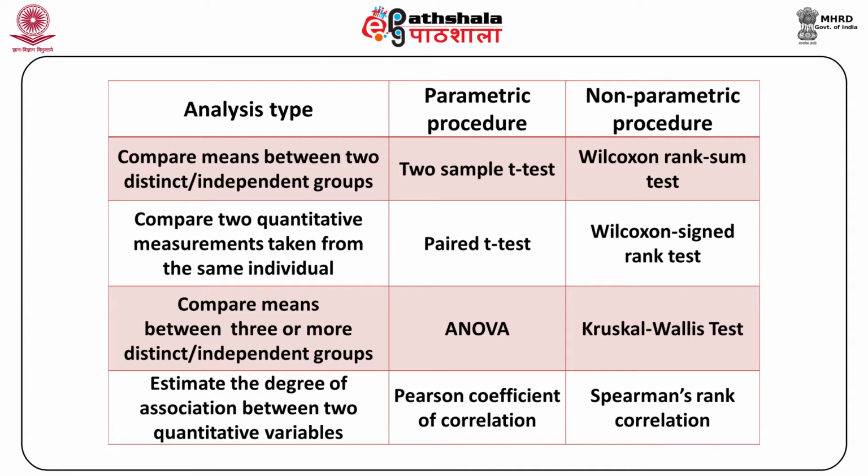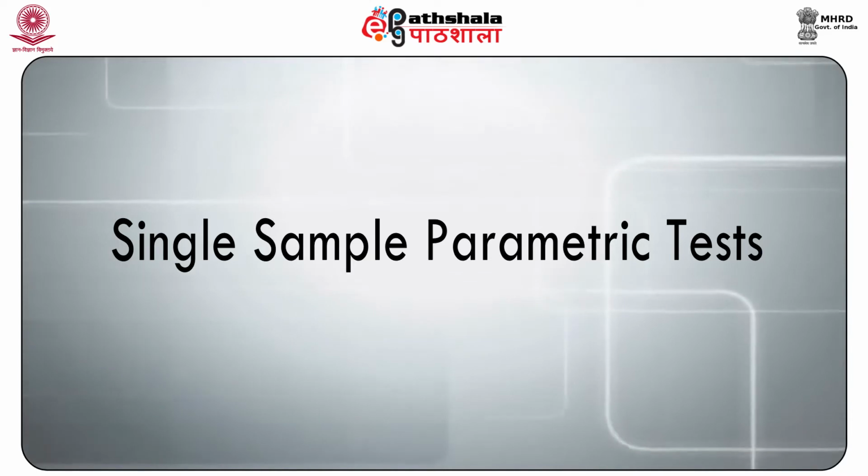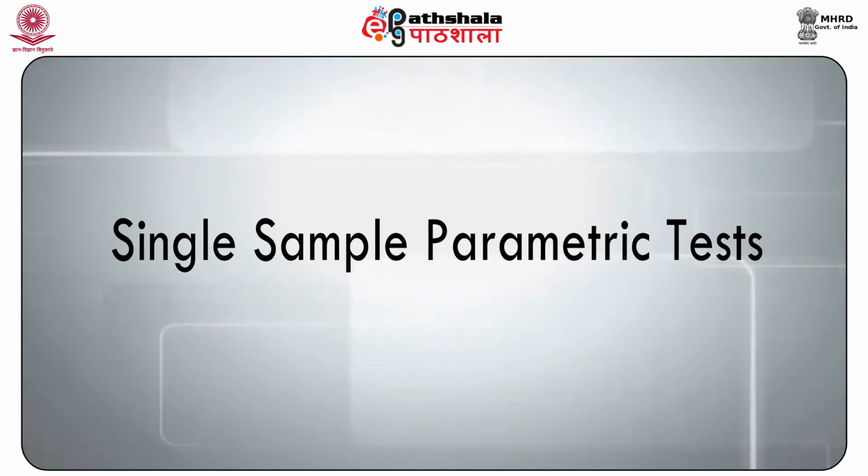If we have to compare means between three or more distinct independent groups, then for parametric procedure we will use ANOVA, and for non-parametric procedure we will use Kruskal-Wallis test. And if we have to estimate the degree of association between two quantitative variables, then for parametric procedures we will use Pearson's coefficient of correlation, and for non-parametric procedure we will use Spearman's rank correlation. Let us first discuss single sample parametric tests.